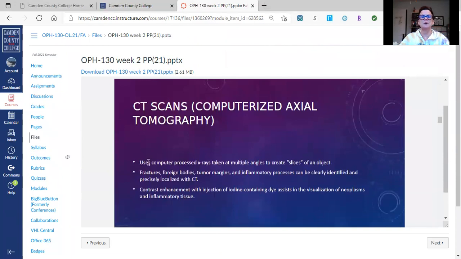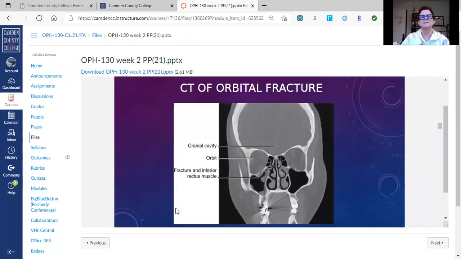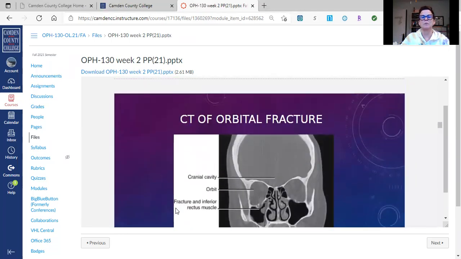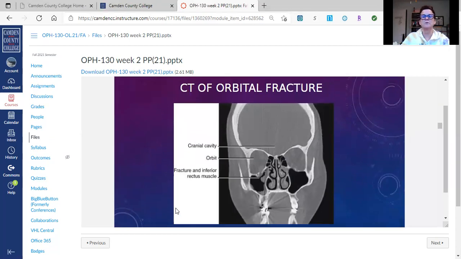We can also take a look at the orbit with CT scans. The CT scan is computer processed X-rays taken at multiple angles to create slices of an object. Fractures, foreign bodies, tumor margins, and inflammatory processes can be clearly identified and precisely localized with a CT. Contrast enhancement with injection of iodine-containing dye assists in the visualization of neoplasms and inflammatory tissue. So let's take a look at the CT of an orbital fracture.